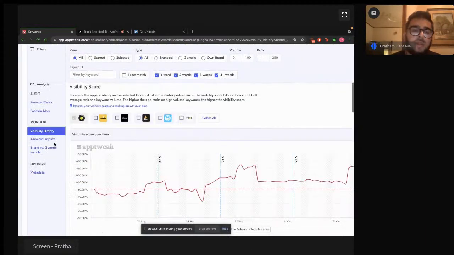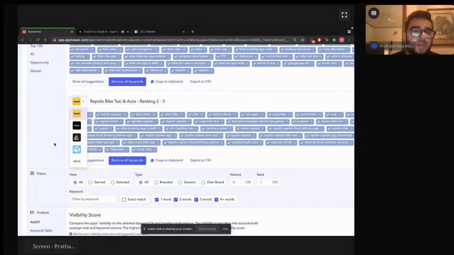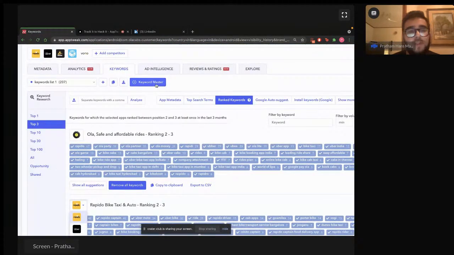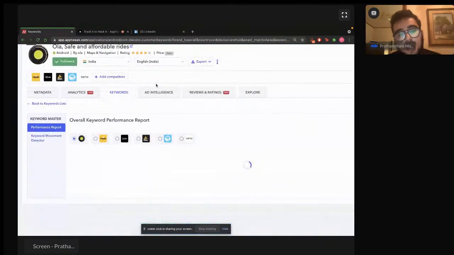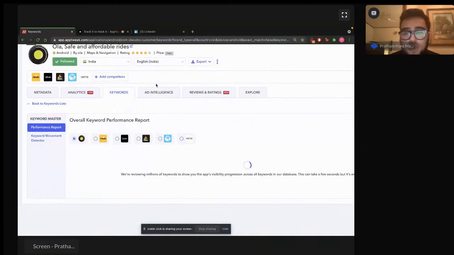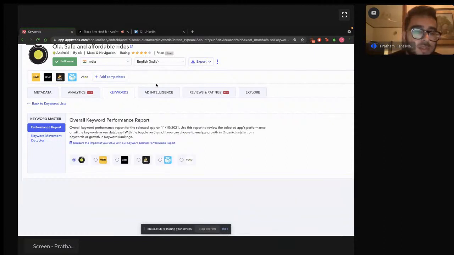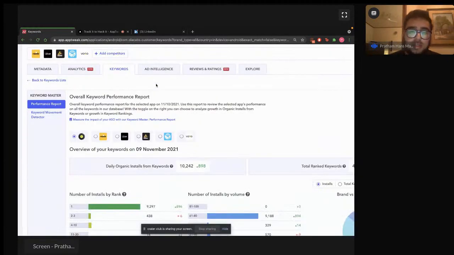I think one tool that I find super important in my day-to-day ASO is a feature called Keyword Master. Sometimes I do not get inspired and I'm not able to create a dictionary, and I really want to understand what set of keywords a particular app is ranking for, what search volume the majority of installs are coming from, and from what ranks. So then I open the keyword performance report and understand the breakdown.